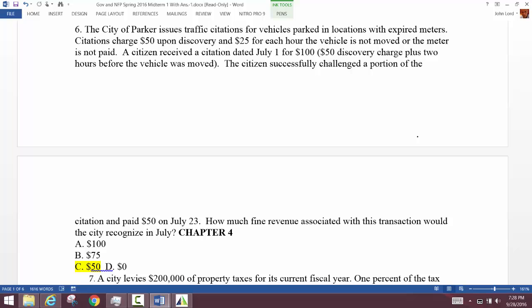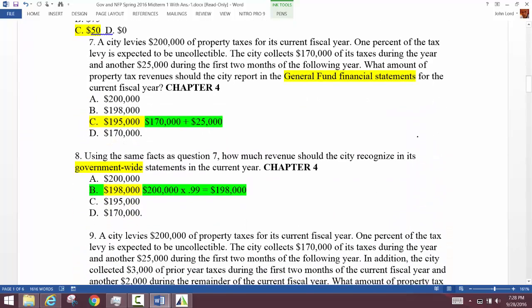Okay, good. Number 7, a city levies $200,000 property taxes for its current fiscal year. 1% of the tax levy is expected to be uncollectible. The city collects $170,000 of its taxes during the year and another $25,000 during the first 2 months of the following year. What amount of property tax revenue should the city report in the general fund financial statements? General fund, what rules are we using? Modified accrual. Modified accrual, we have to have either collected it or we will.